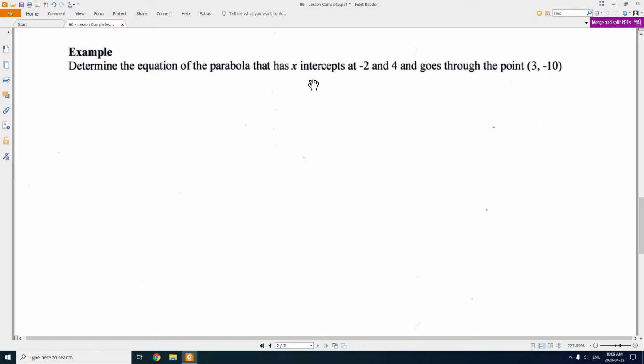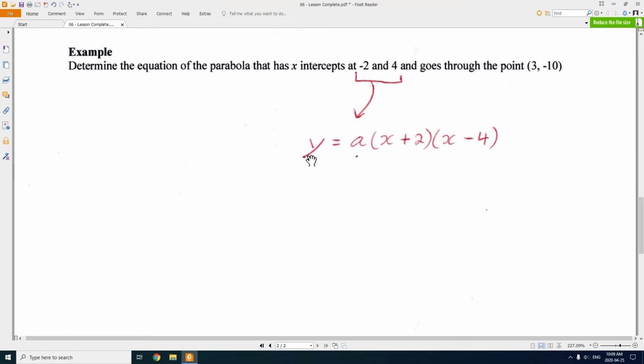It looks like the information we're given is the x-intercepts. So that automatically tells me what form I'm going to start writing my equation in: factored form, because factored form matches up with the x-intercepts. That's going to be my easiest thing to do. I know the x-intercepts already, negative 2 and 4, so that gives me most of my equation.